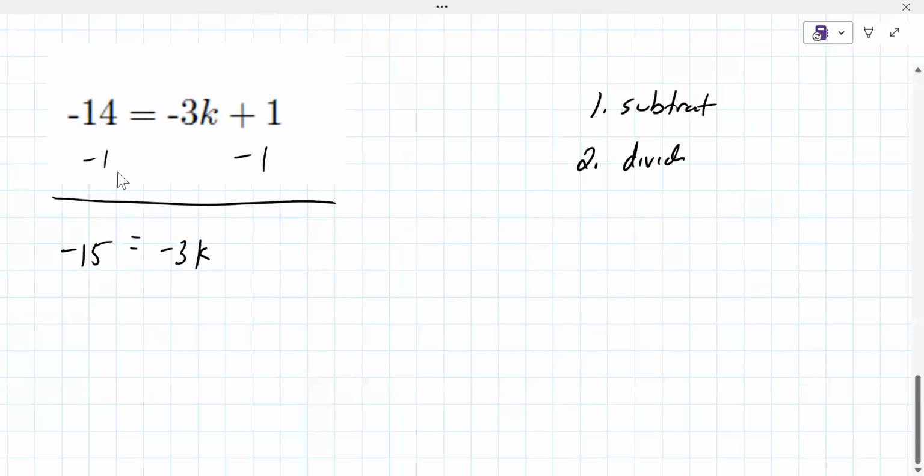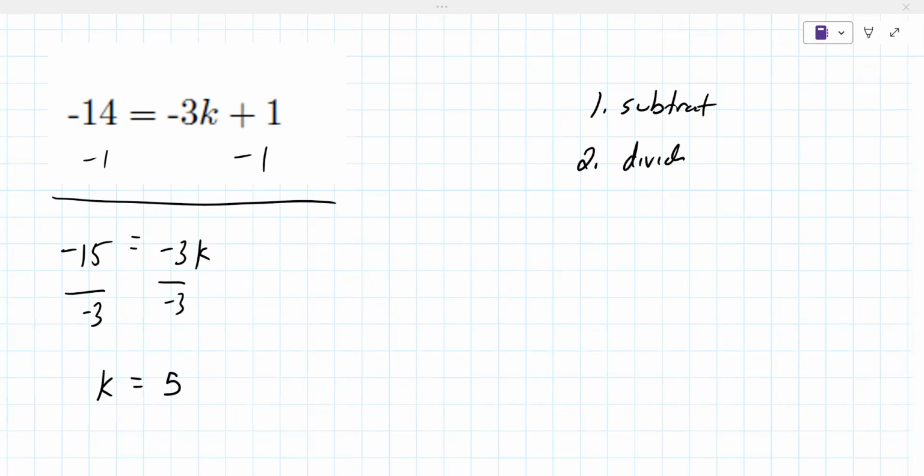Now, what is the number in front of k? Negative 3. So you have to divide both sides by negative 3. Very good. And what does that give k? That's going to give you, remember, 5. Very good. So here's one to try on your own here.